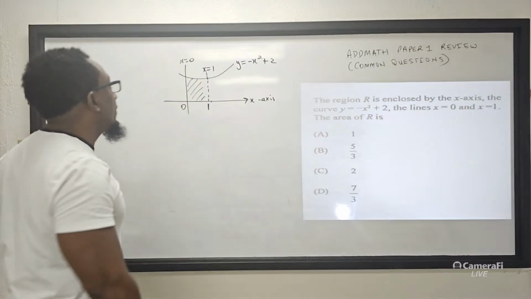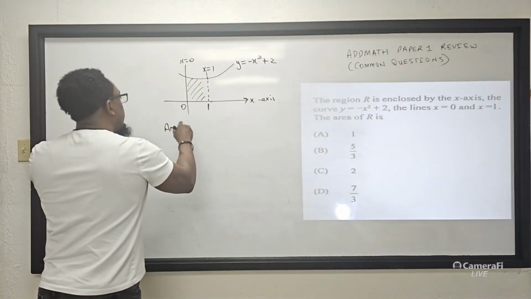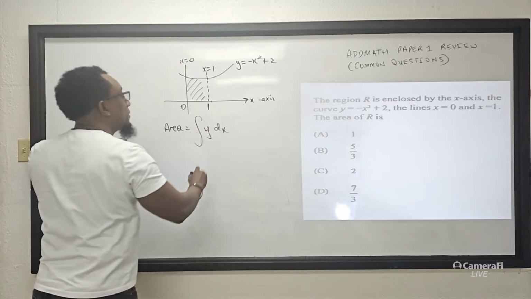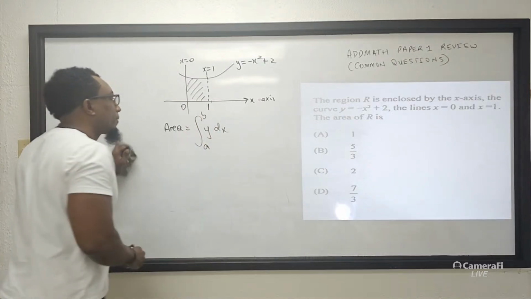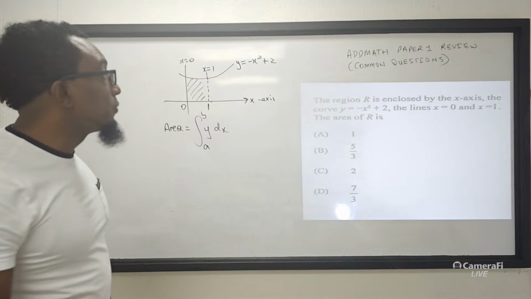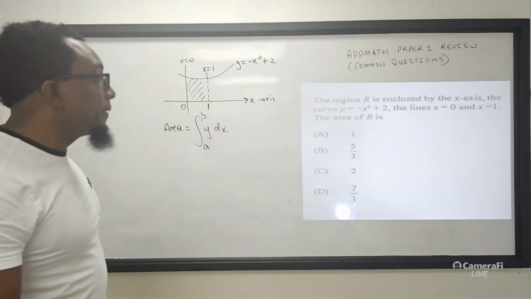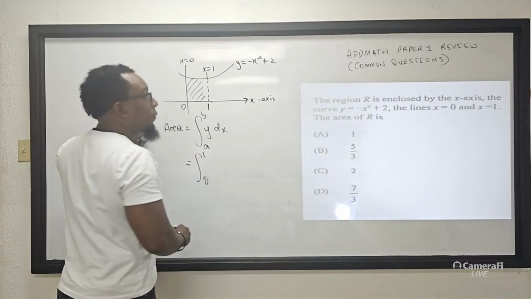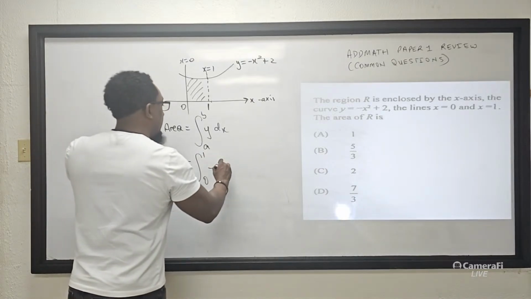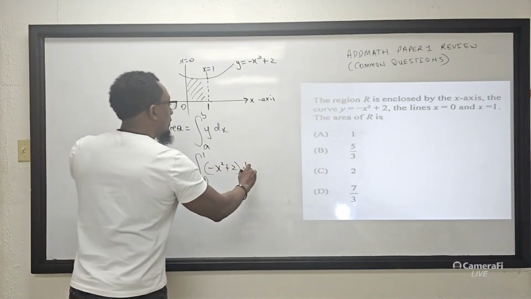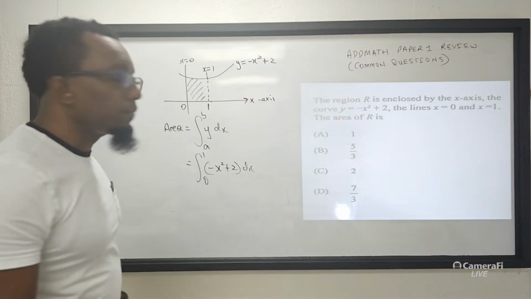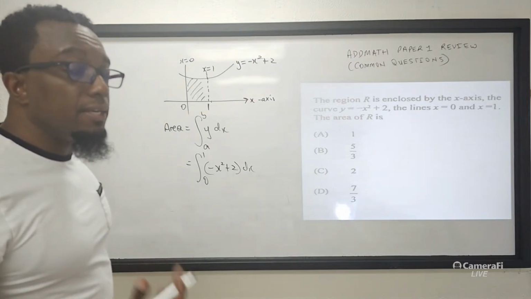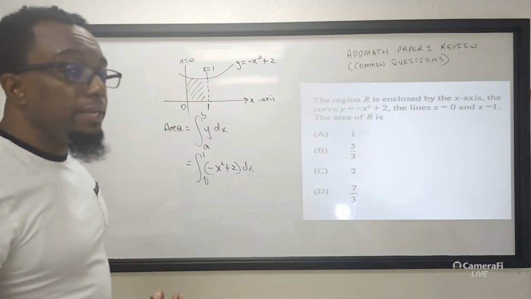So to find the area, it is the integral of y dx between the limits a and b. That's your formula, make sure you know your formula. So your limits are 0 and 1. Y will be negative x squared plus 2 dx. So you want to integrate that between the limits 0 and 1, and let's see what value we're going to get to represent the area under the curve.